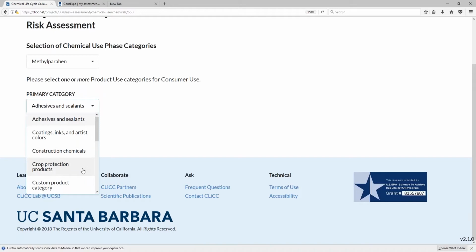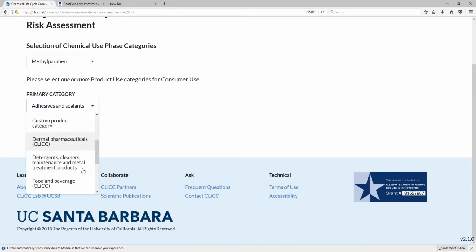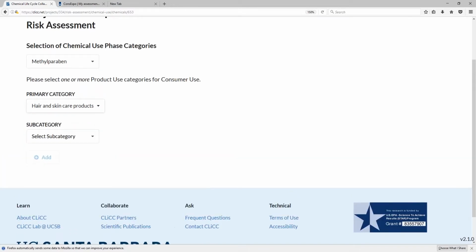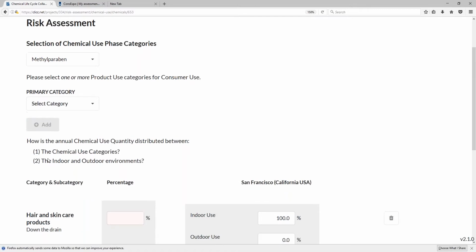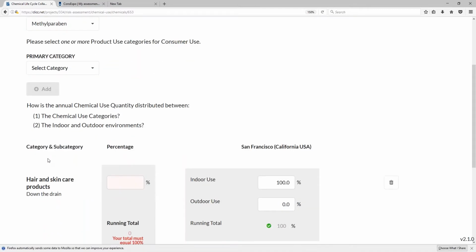It's down in the care and scare. And then it could be down the drain, or it could be an aerosol, or some other. So that's why you have to specify which ones it is. And so that tells it how it's going to go from being used into, is it going to the wastewater? Is it going to the indoor air?